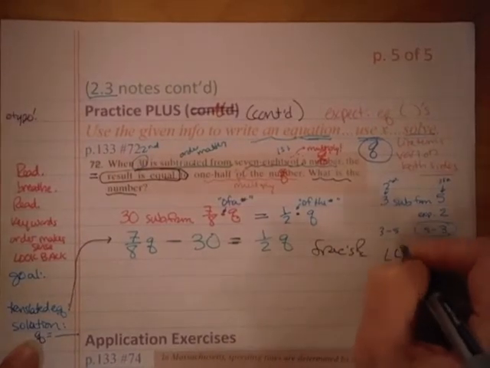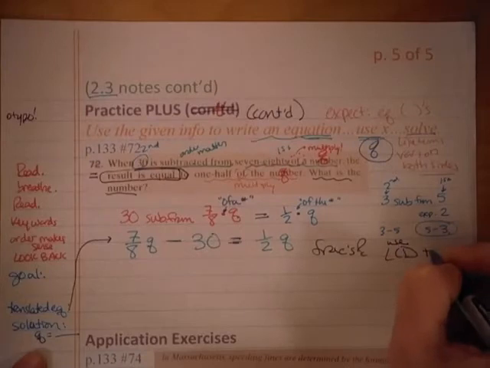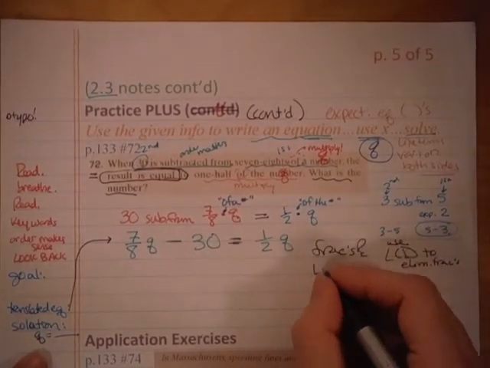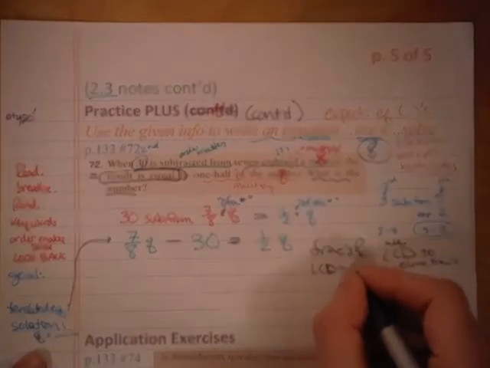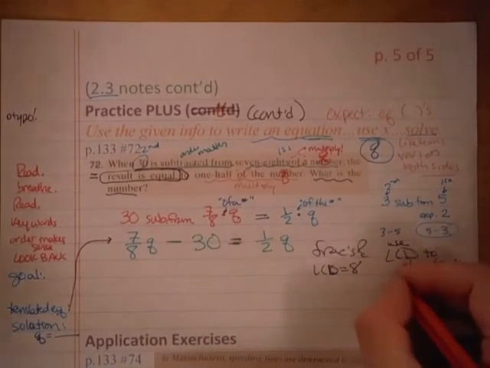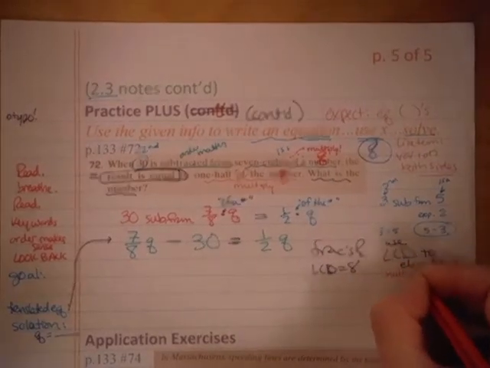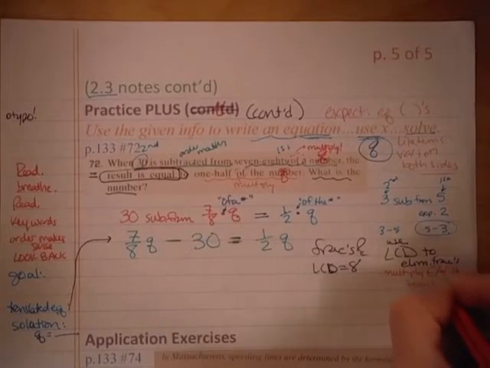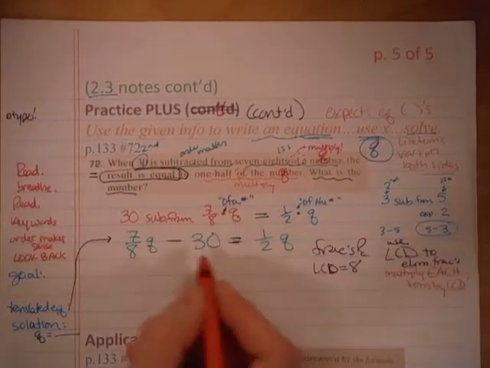Then, because there's an equal sign and because there's fractions, I'm going to choose to multiply through by the LCD. So I'm going to use the LCD to eliminate those fractions. And in this case, the LCD is going to be equal to 8. 2 and 8 both go into 8. We just have to remember to multiply each and every term by the LCD, even the ones that aren't fractions.